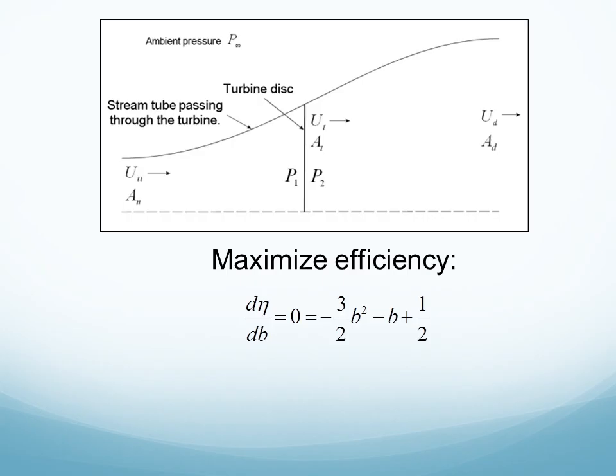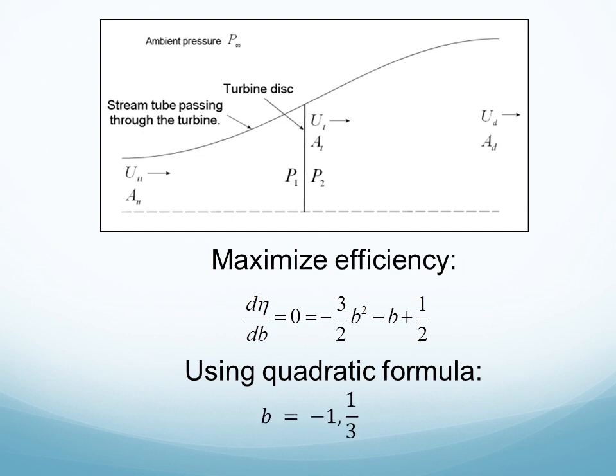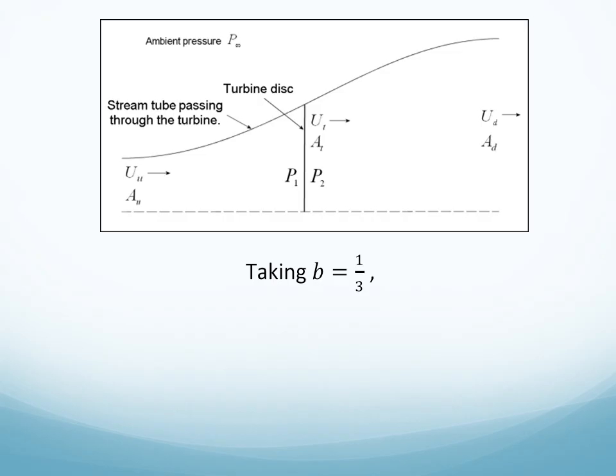Fortunately, the derivative is a binomial, so we can apply the quadratic formula, and we'll find that b has two roots, -1 and +1/3. If you plug b equals -1 into our equation for eta, you'll get an efficiency of 0, which doesn't make physical sense. So we will use another root, b equals 1/3. Plugging 1/3 into the equation for eta gives a value of 16/27, or 59.3% efficiency.